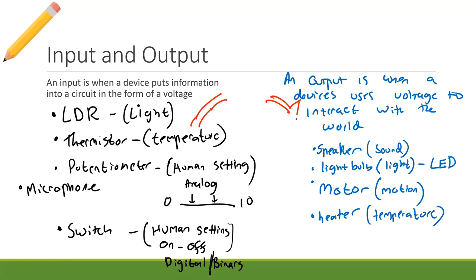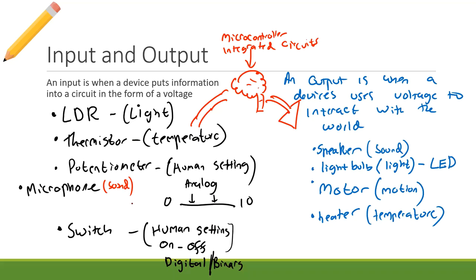And to do that, you need to have some kind of brain. And in robotics, you would refer to that as a microcontroller. And microcontrollers, which are also part of integrated circuits, are all about taking inputs and changing them into outputs. Maybe you set a microphone which can detect sound, and you attach the microphone to a light bulb. And so if there is someone trying to break into your house, a light goes off, and so the intruder can be seen.